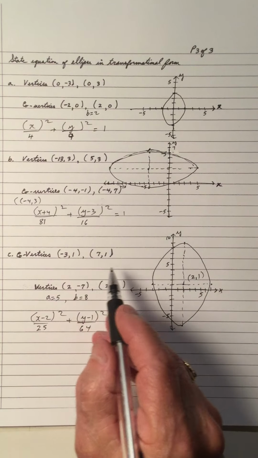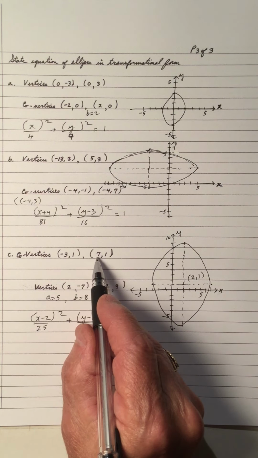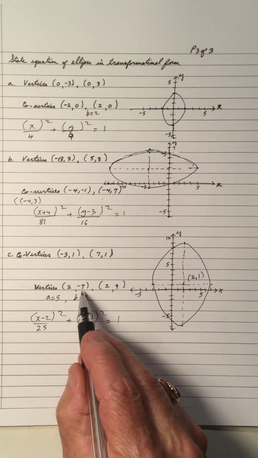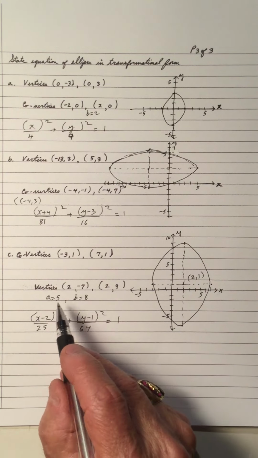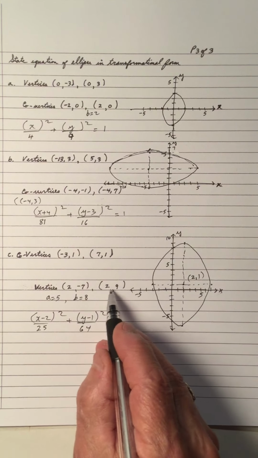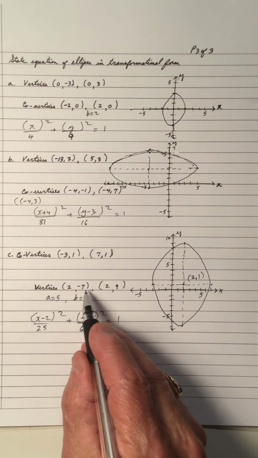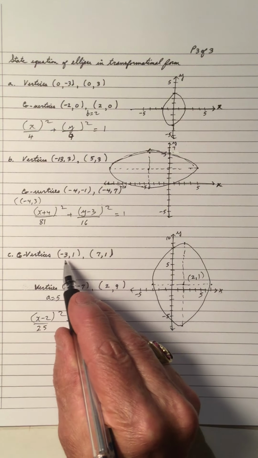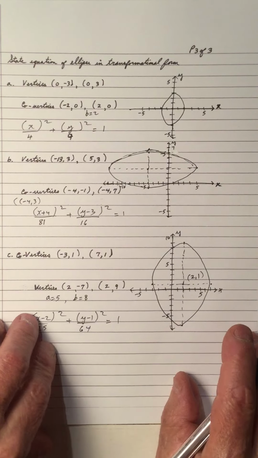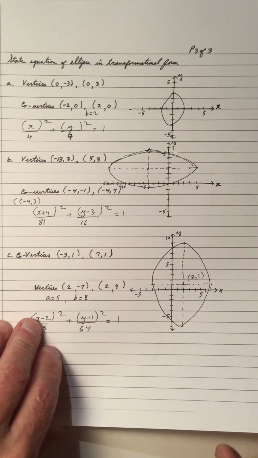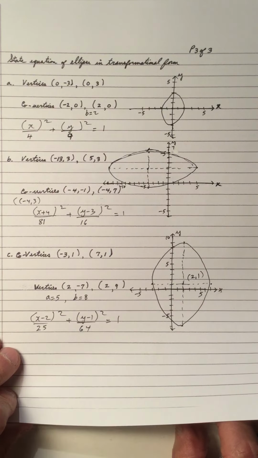Or you can get the distance. The distance, if you think about it, from -3 to 7 is 10 units. So 5 is the stretch. And from -7 up to a 9 is 16 units. So half of that is 8. So you can get the difference in the y values and take a half. You get the difference in the x values and take a half. And there's the equation from the vertices. So again, the vertices are the end point of the major. The co-vertices are at the end point of the minor.